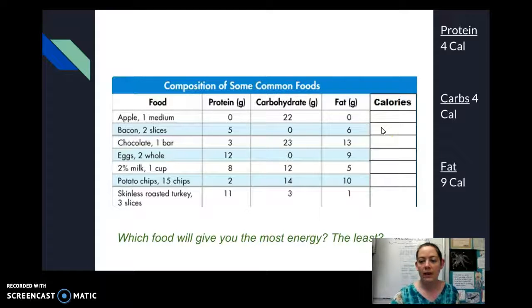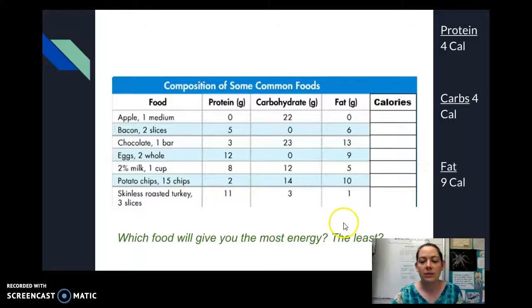So I want you to go ahead and pause the video, get out your calculator, and fill out the rest of these. Remember to multiply the grams by how many calories are in that type. So this one would be 3 times 4 plus your calories for your carbohydrates, so 23 times 4, plus the calories for your fat, 13 times 9. So go ahead and try those out.